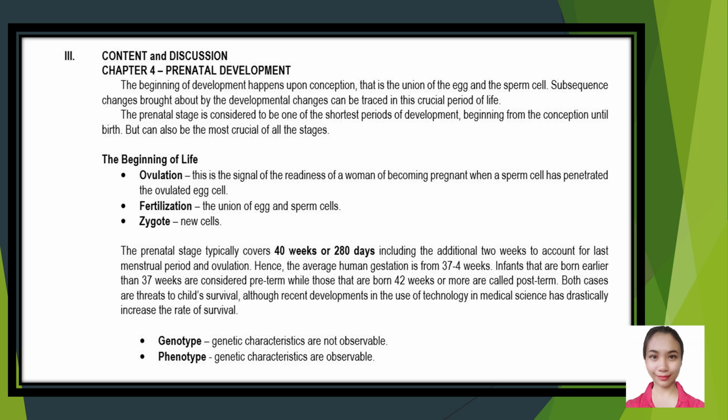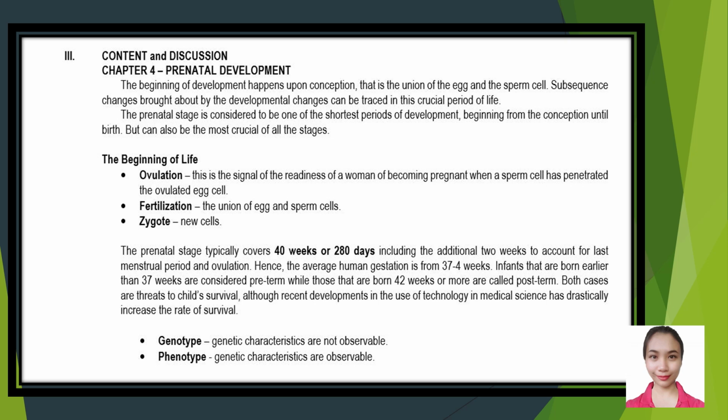So the prenatal stage typically covers 40 weeks or 280 days, including the additional 2 weeks to account for the last menstrual period and ovulation. Hence, the average human gestation is from 37 to 42 weeks. Infants born earlier than 37 weeks are considered preterm, while those born at 42 weeks or more are called postterm. Both cases are threats to child survival, although recent developments in the use of technology and medical science have drastically increased the rate of survival.